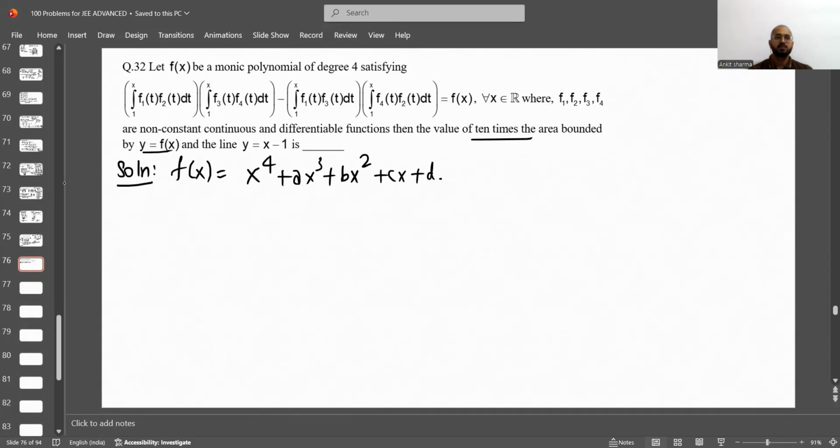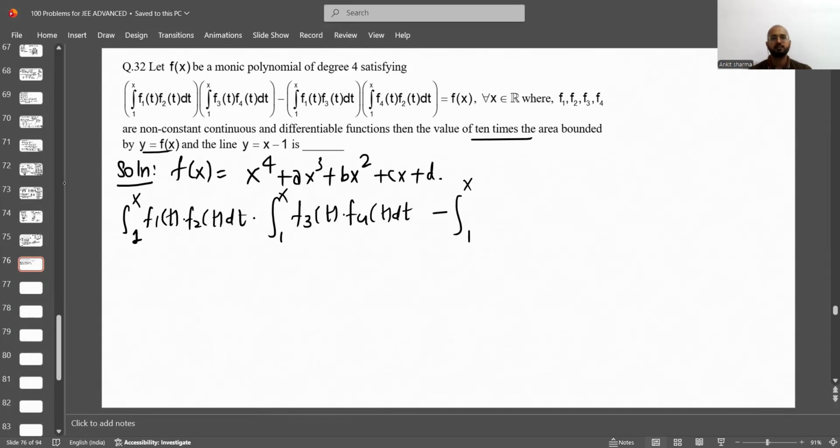Okay, so now if we observe this polynomial carefully, let's write it: integral from 1 to x of f1(t) f2(t) dt times integral from 1 to x of f3(t) f4(t) dt, minus integral from 1 to x of f1(t) f3(t) dt times integral from 1 to x of f4(t) f2(t) dt, is equal to my f of x.